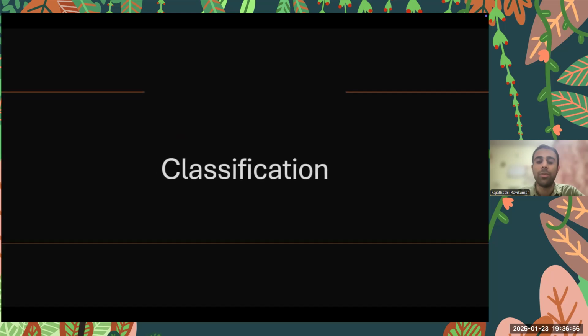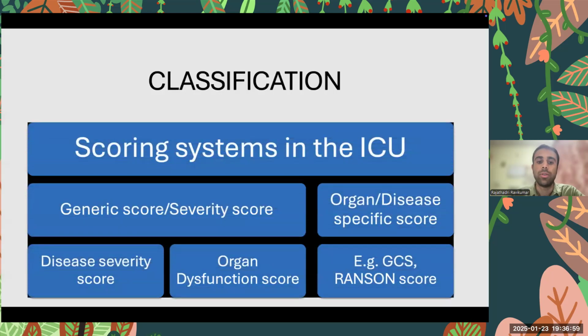Jumping straight into the classification. There can be an organ specific or disease specific score like GCS or Ranson score or ICH score, or there can be a generic score or a severity score. Among the generic scores, we have disease severity score or organ dysfunction score. We will be more focusing on the disease severity scores and organ dysfunction scores in this topic, rather than jumping into the organ or disease specific scores.